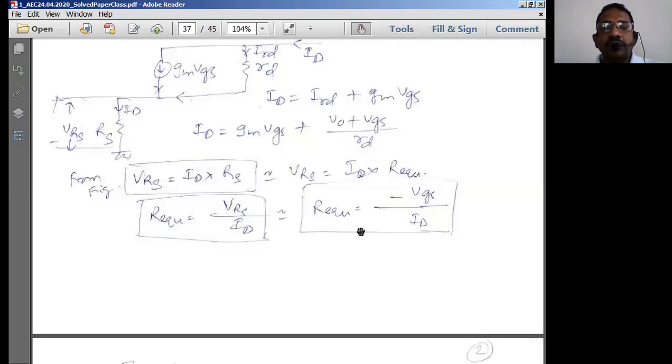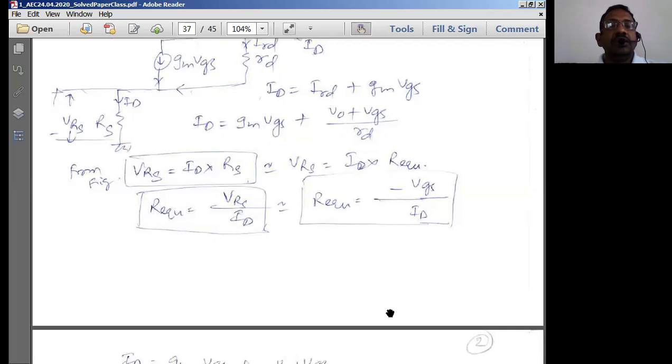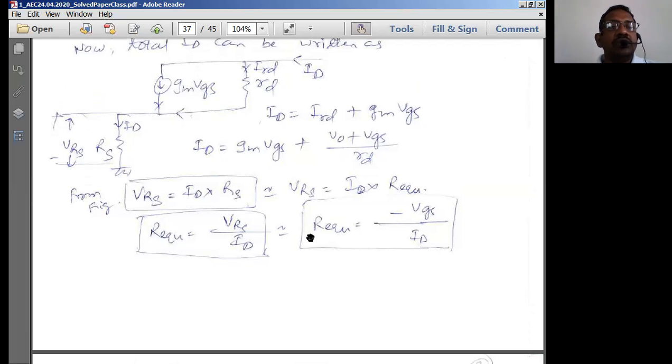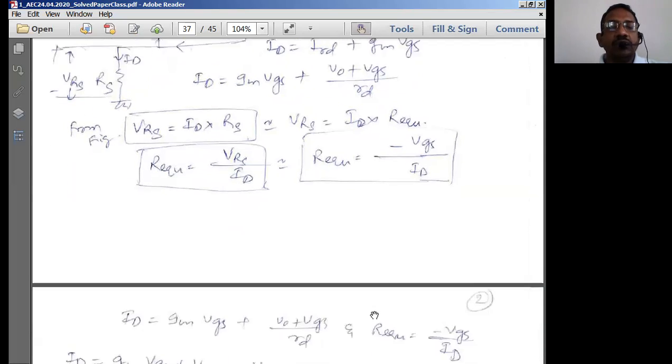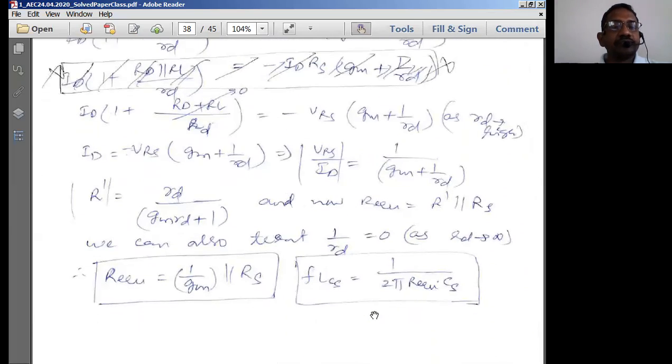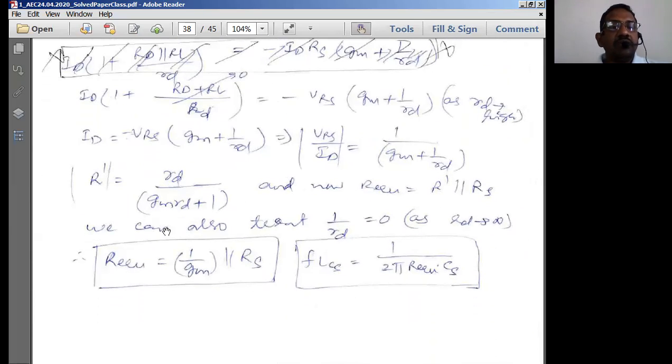In the last class, we have completed the analysis of the FET amplifier towards getting the gain at mid-band, low frequency and high frequency. In that process, we found the equivalent resistance across this RS. This equivalent resistance, we got it as equal to something like this, which is nothing but 1 by Gm in parallel to RS.